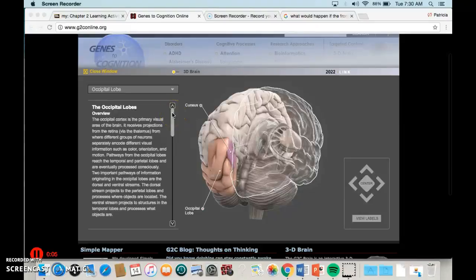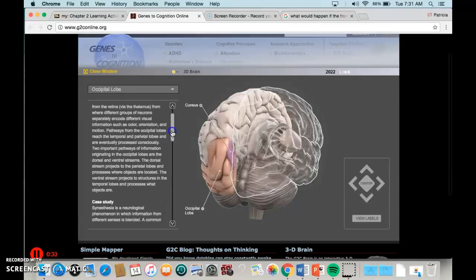Today I'm going to be talking about the occipital lobes and the frontal lobes. As you can see, the occipital lobe is located in the back of the brain. The occipital cortex is the primary visual area of the brain. It receives projections from the retina, where different groups of neurons separately encode different visual information such as color, orientation, and motion. Pathways from the occipital lobes reach the temporal and parietal lobes and are eventually processed consciously.